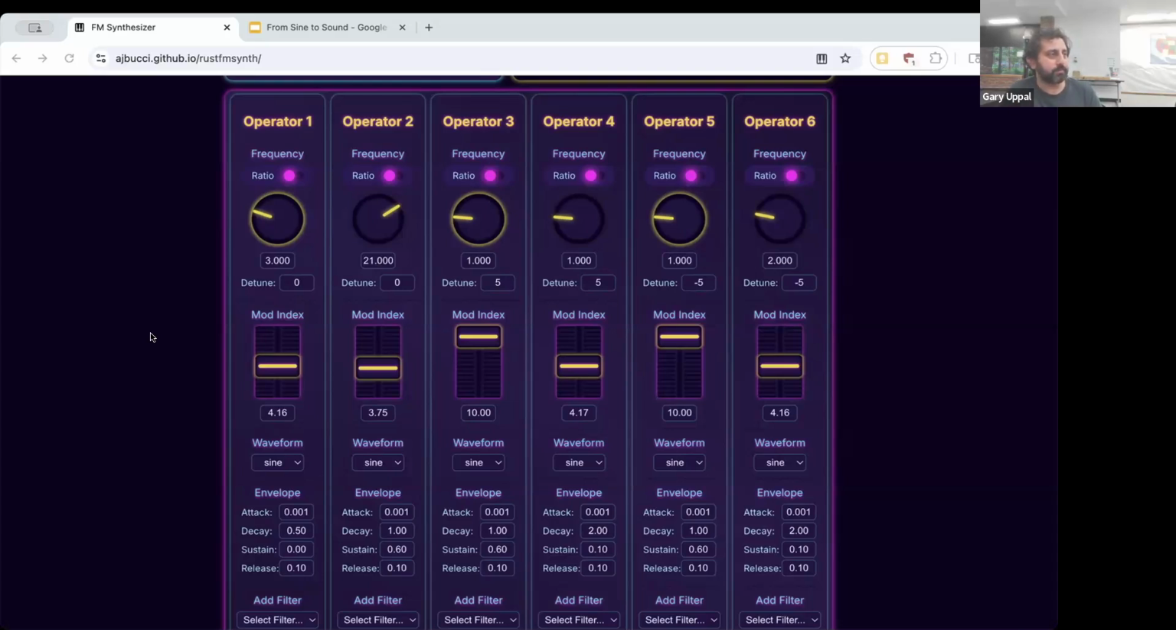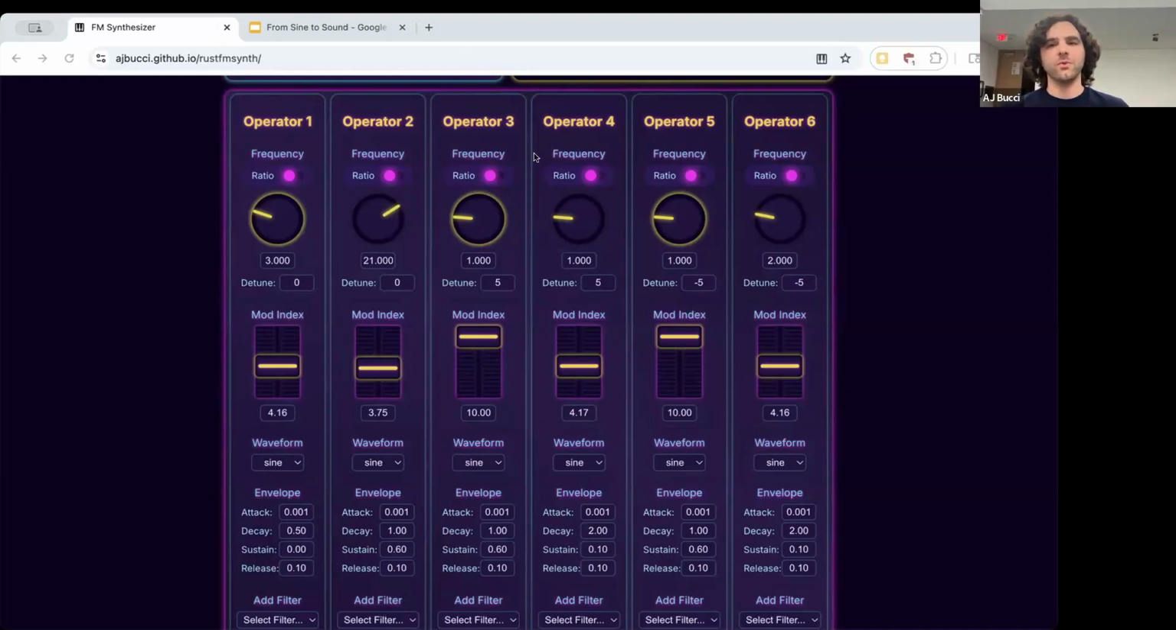Yeah, so I was inspired by the Korg OPSIX, and this UI then is also inspired by the Korg OPSIX with the ratio dials and the modulation index crossfaders.